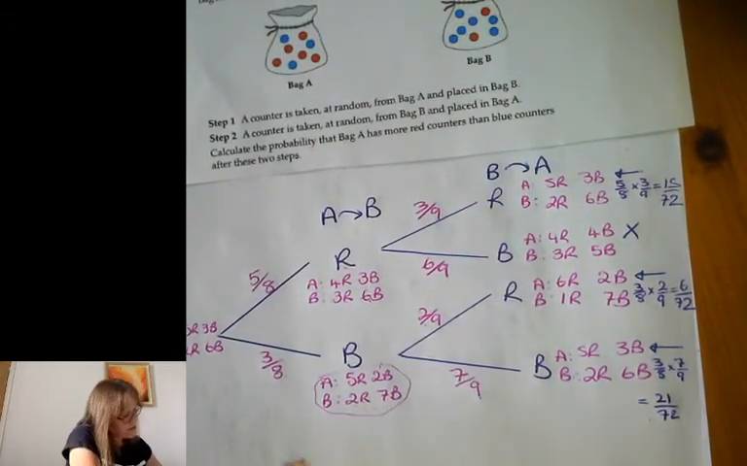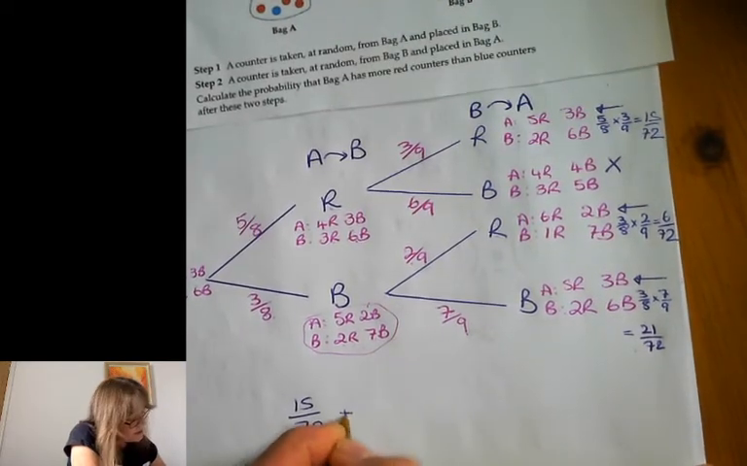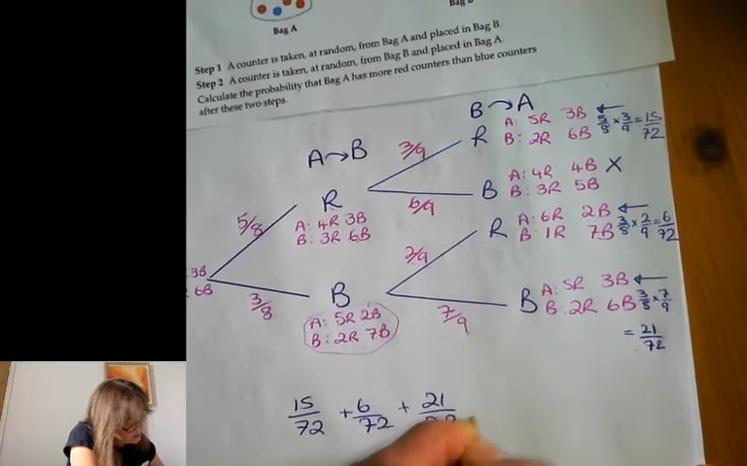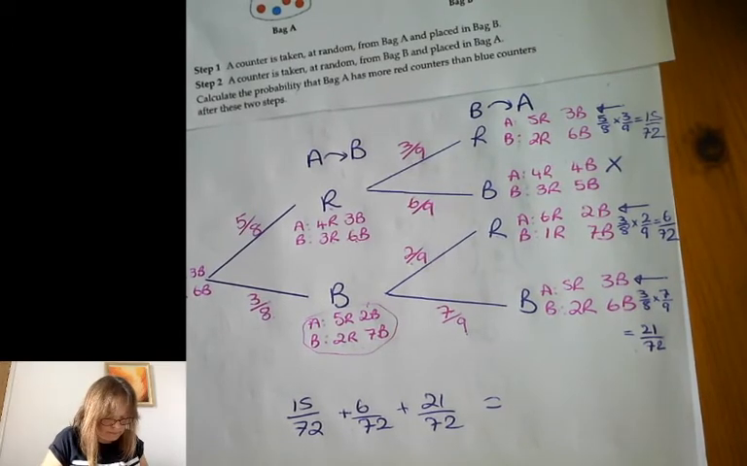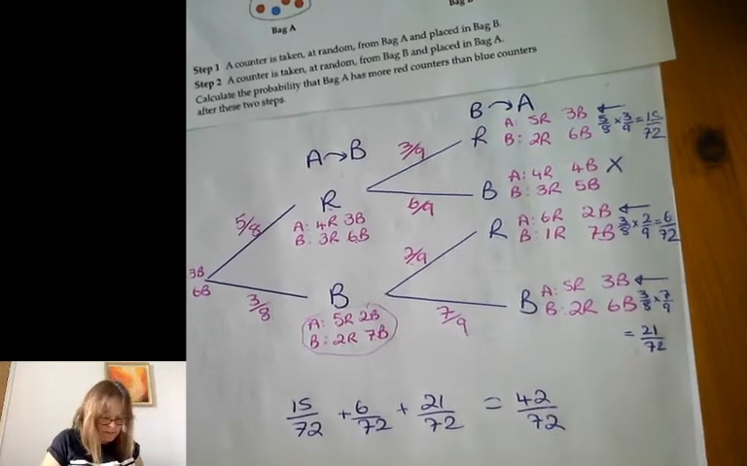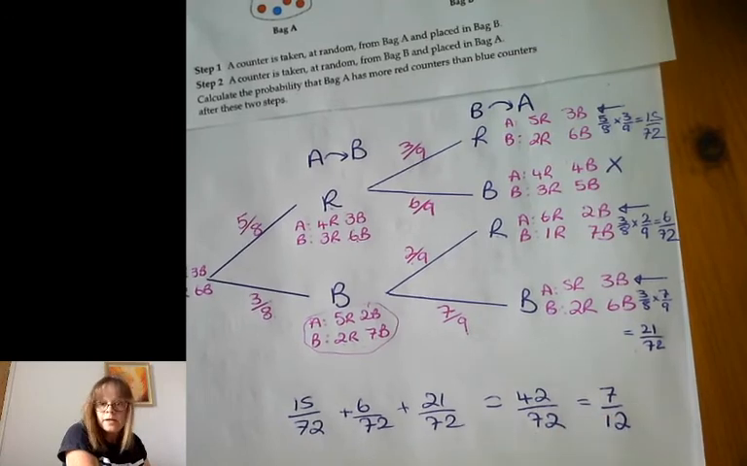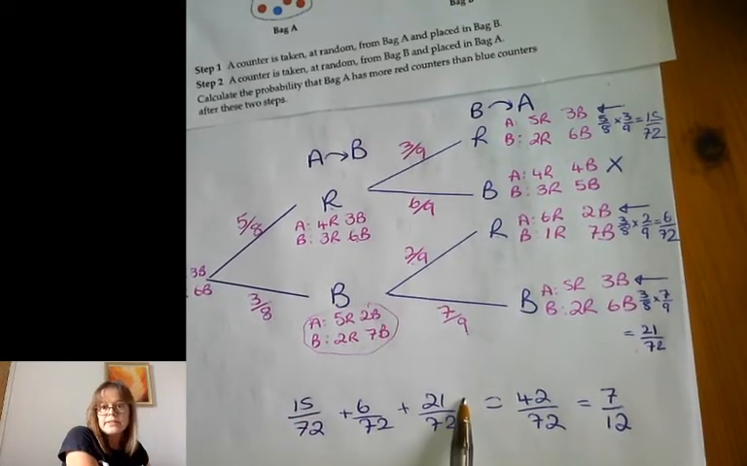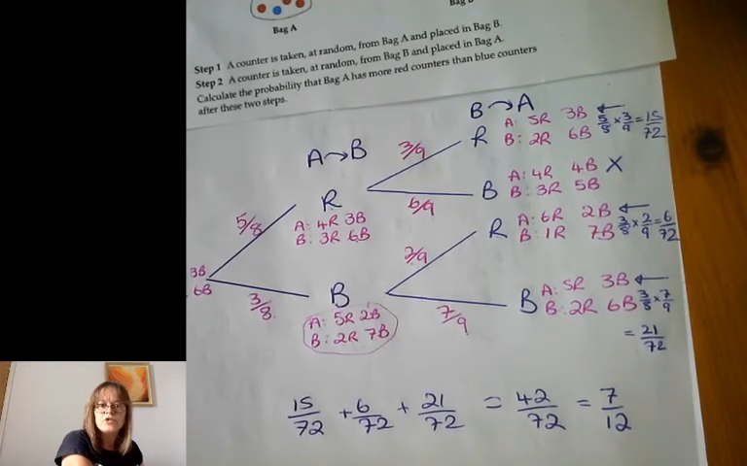So to answer the question, finally, I'm just going to add up my 15/72, my 6/72, and my 21/72, which gives me 42/72, which I think simplifies. Gives me 7/12. But notice how easy my adding up was without a calculator because I hadn't simplified anything along the way. If you simplify it along the way, sometimes you just make that adding up a little bit more tricky. Okay?